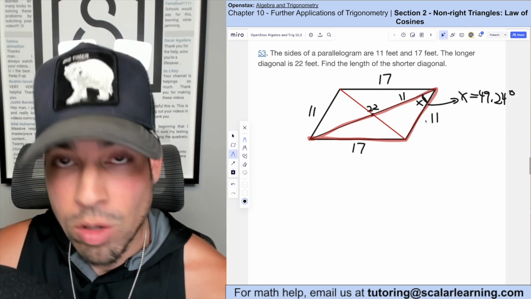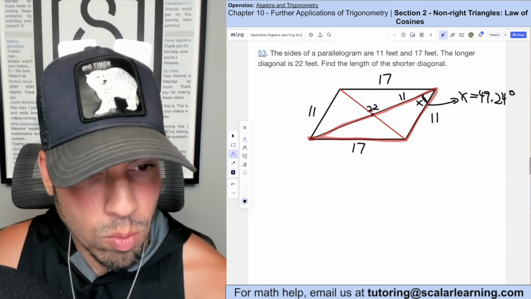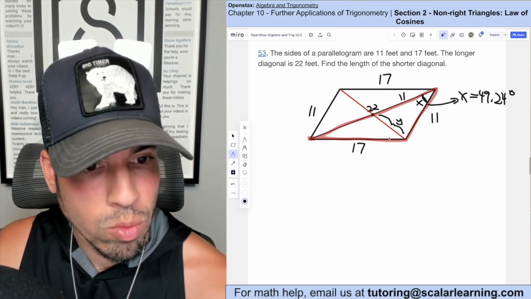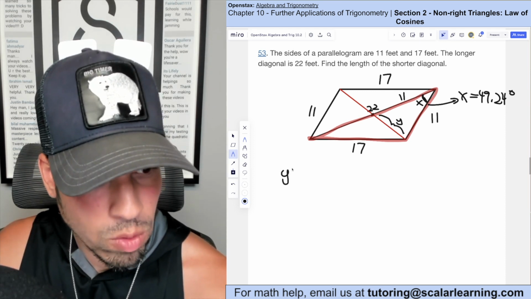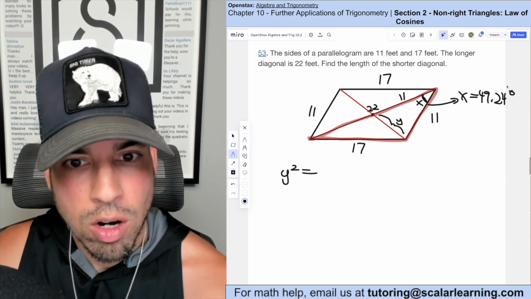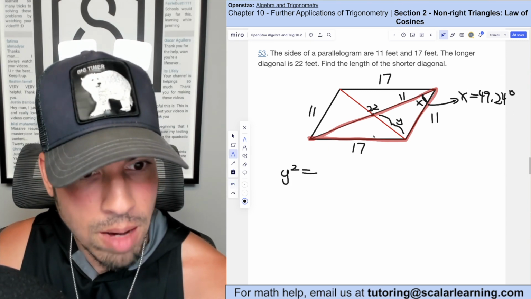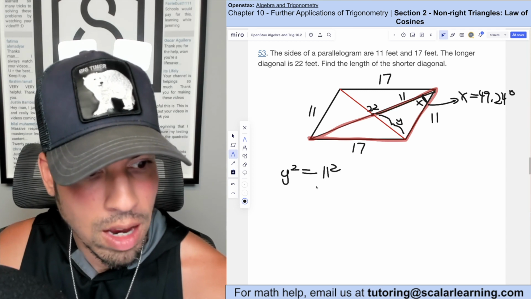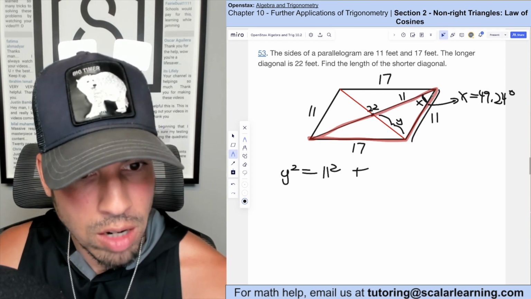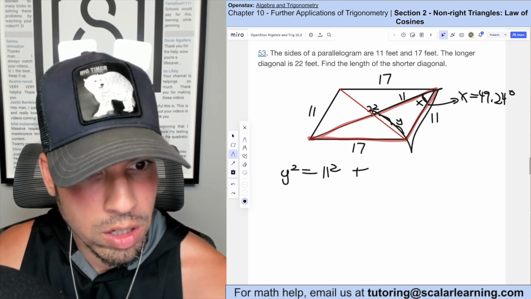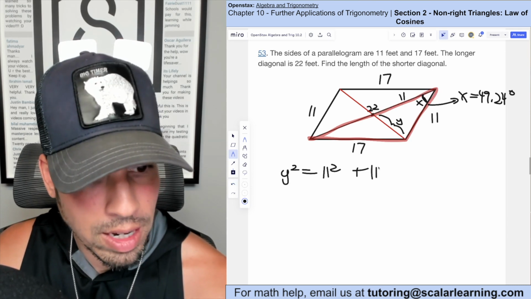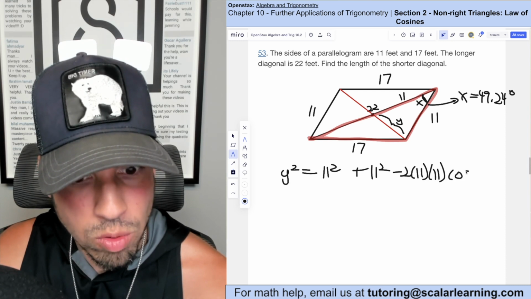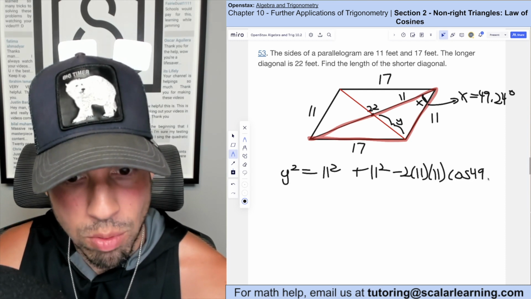So I hate to erase all that work, but we need the room. And what I'm going to do now is I'm going to call this side here y, okay? So we're solving for that side. So in law of cosines, I'll say y squared is equal to, and then cosine of this angle is going to go on the other side, on the opposite end. Y squared equals 11 squared, that's this side, and then plus the other side, which is this, for this little mini triangle here. It's 11 squared again, minus 2 times 11 times 11 times cosine of this angle, 49.24.